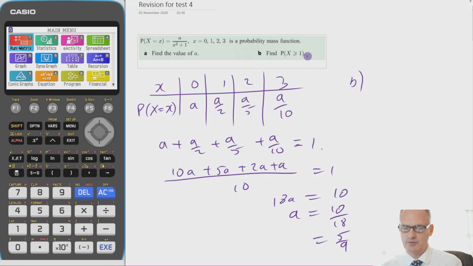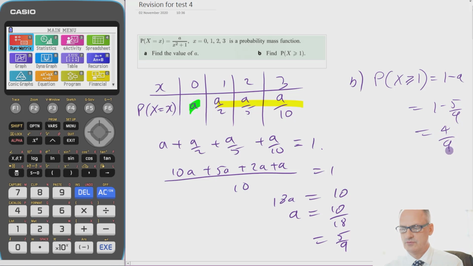Part B, we want to find the probability that x is greater than or equal to 1. Well, the easiest way to do this is to work out less than or equal to 1, which is that value, and take it away from 1. So the probability that x is greater than or equal to 1 is equal to 1 minus a, which equals 1 minus 5/9, which will give us 4/9.